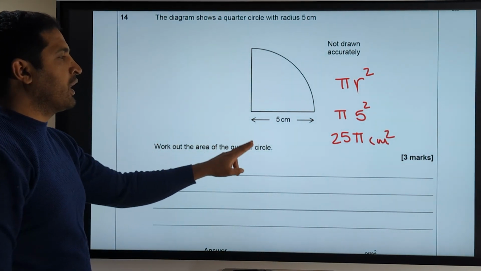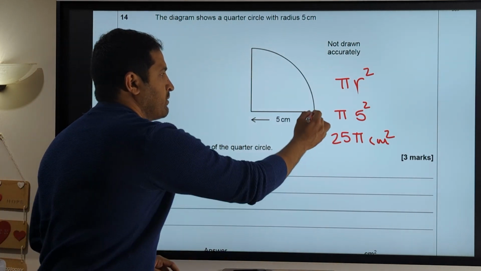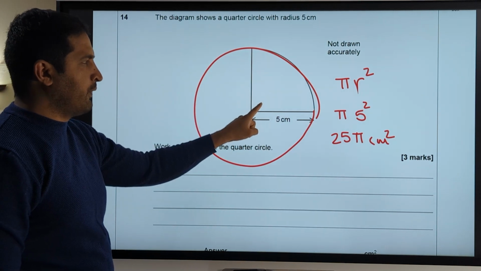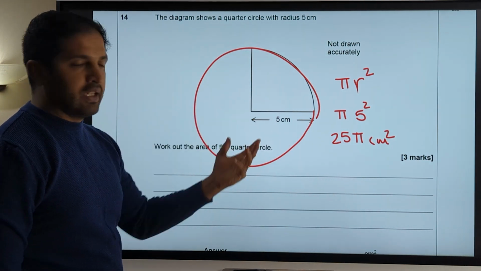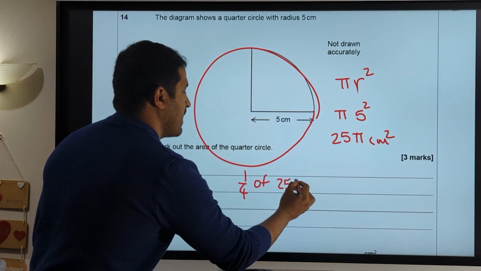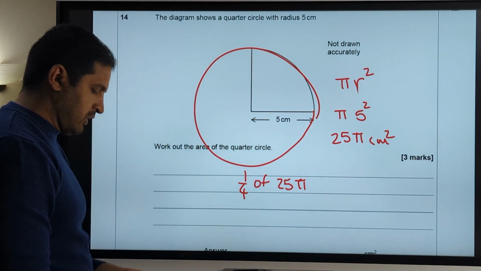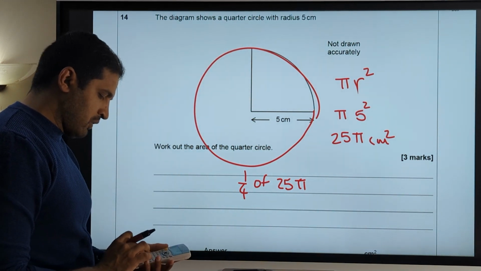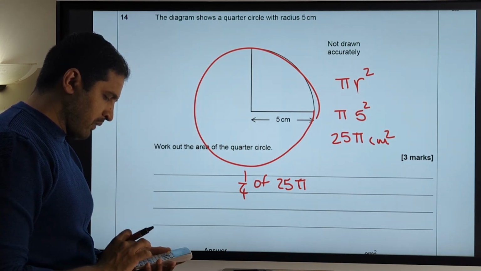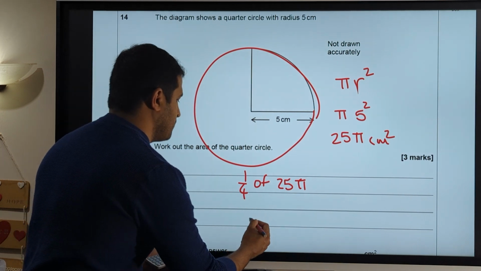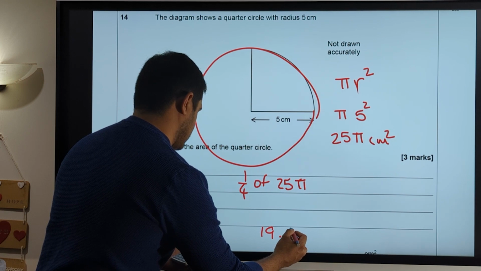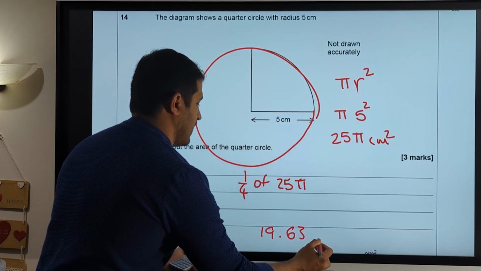Now, that's the area of the entire circle. But if I only want 1/4 of it, I halve it and halve it again. So I'm finding 1/4 of 25 pi. You can put that in the calculator and work out what that would be. So I got 25 pi divided by 4, which gives me 19.63 to 2 decimal places.